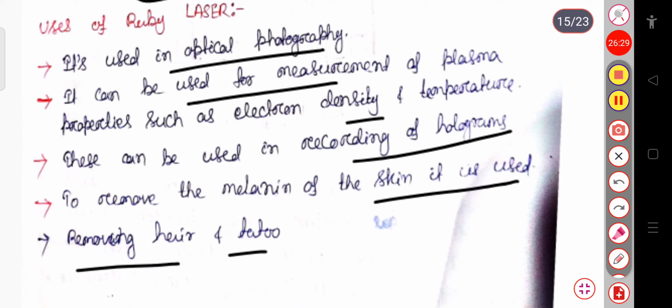So this is all about the pumping mechanism and the population inversion, that is the 3-level laser system in the case of the ruby laser, and we have already discussed the spiking in the ruby laser. This is all for today.